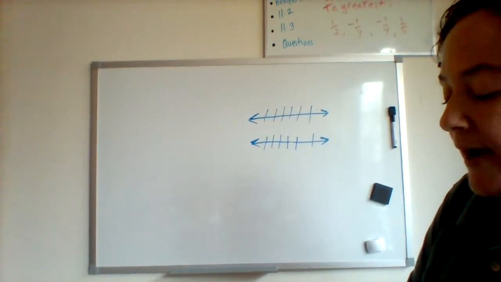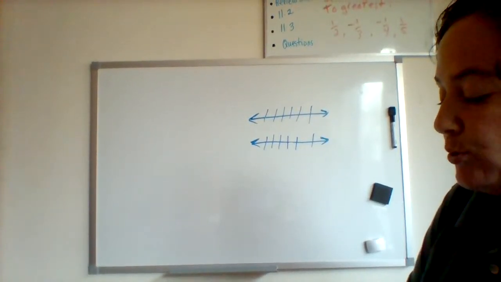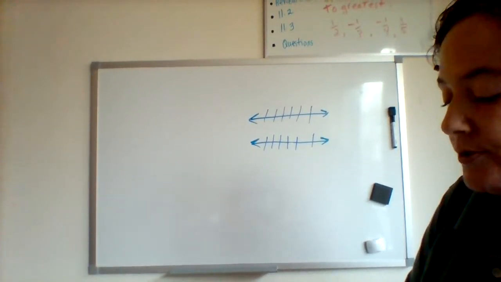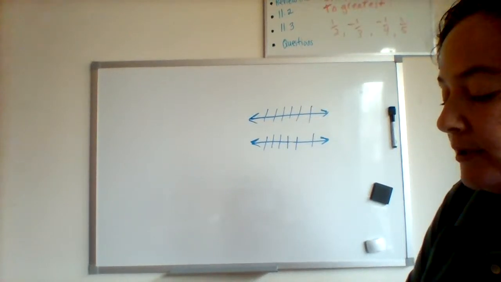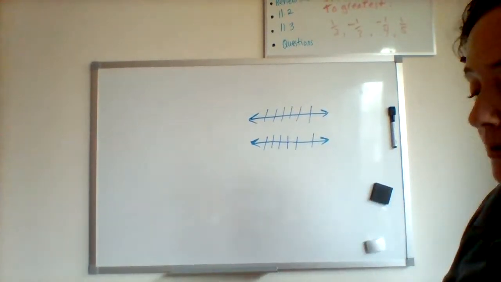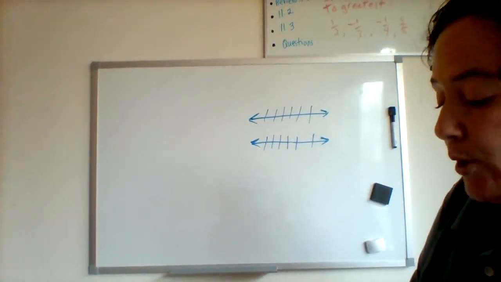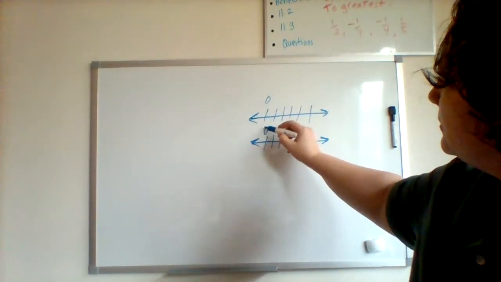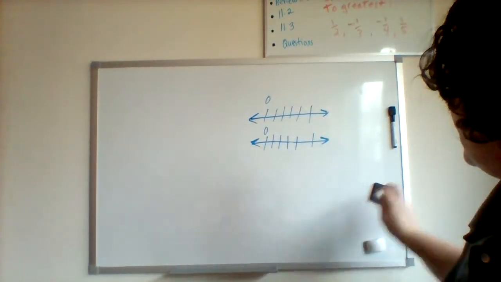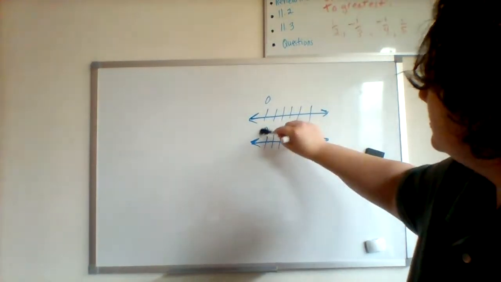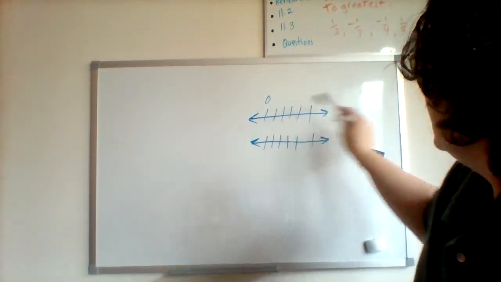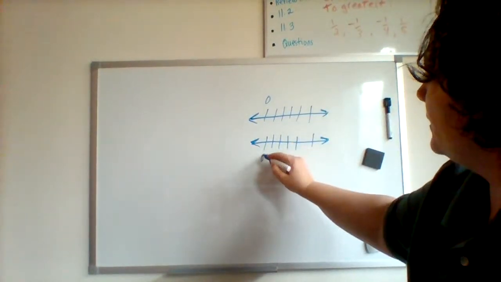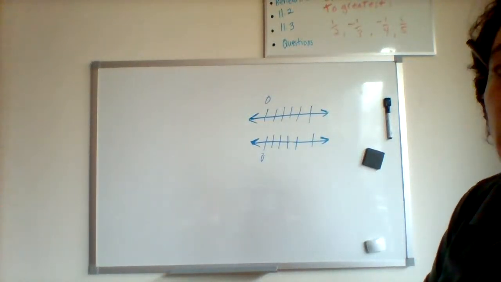A pet owner has 5 cats, and each cat has 2 ears and 4 paws. Complete the double number line to show the numbers of ears and paws. They gave us 0. I'm not going to have room if I put it there. All right.